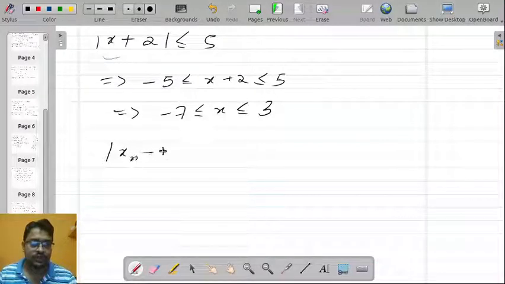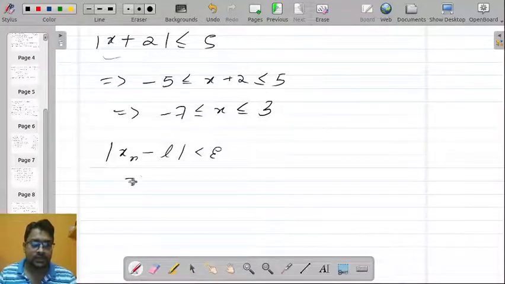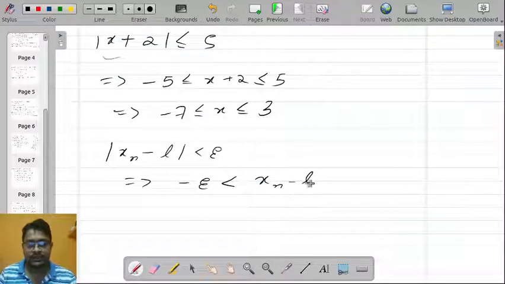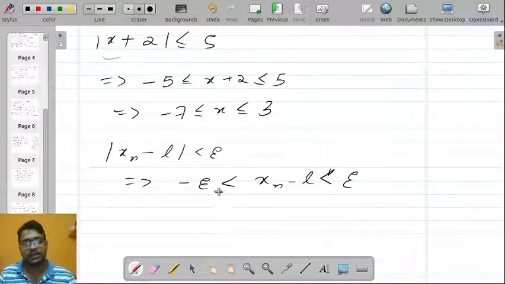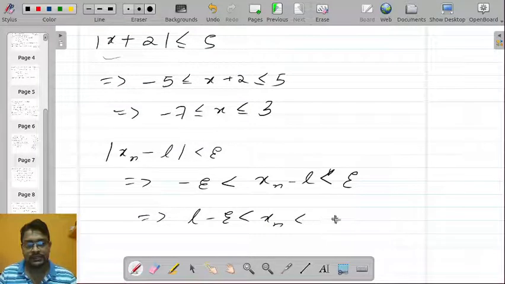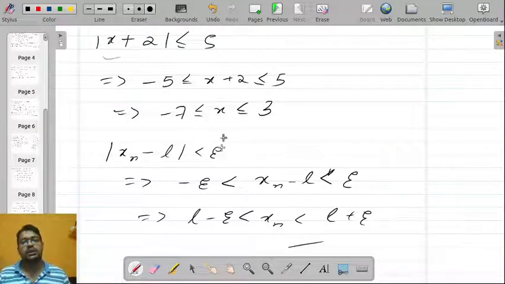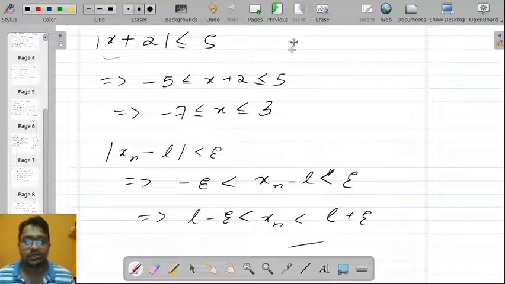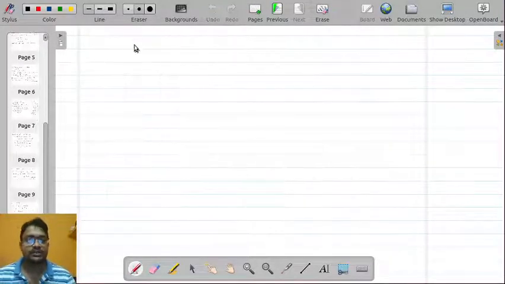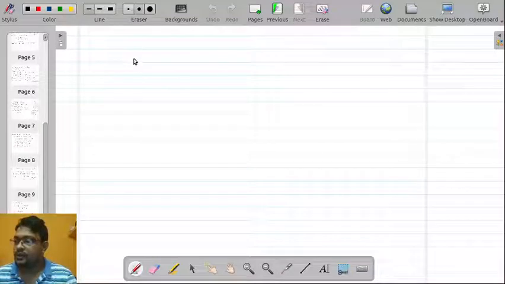Okay, so in analysis very often we will come across this type of thing: mod of xn minus L is less than epsilon. So what does this mean? This means that xn minus L lies between minus epsilon and plus epsilon. So that is, L minus epsilon is less than xn less than L plus epsilon. Okay, so these things will be regularly used in your analysis.